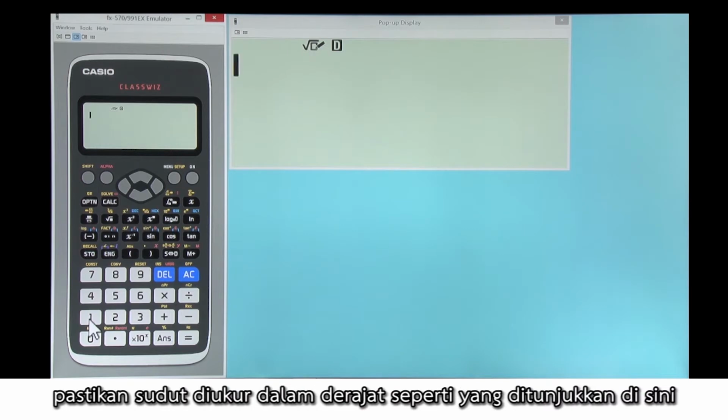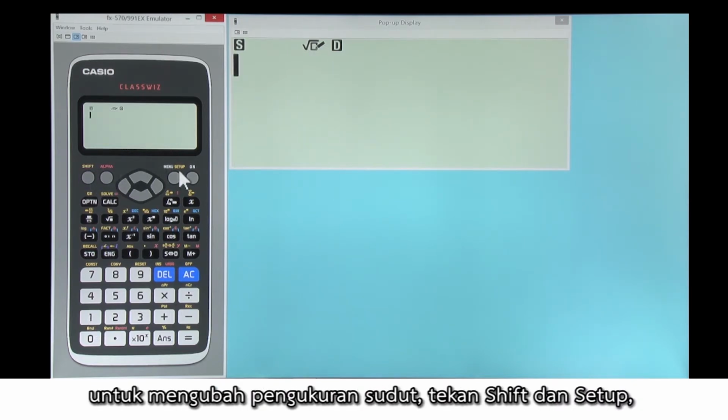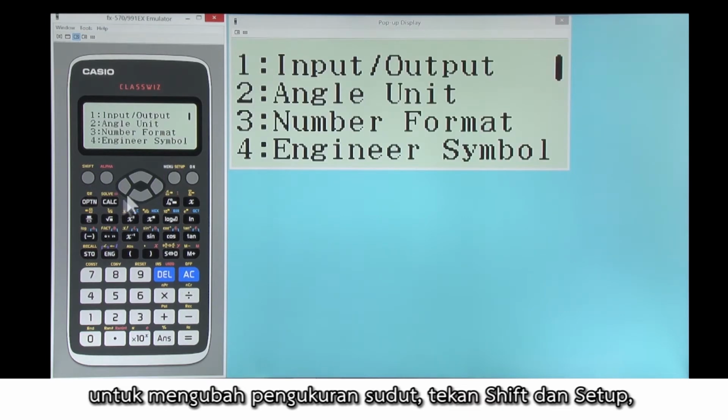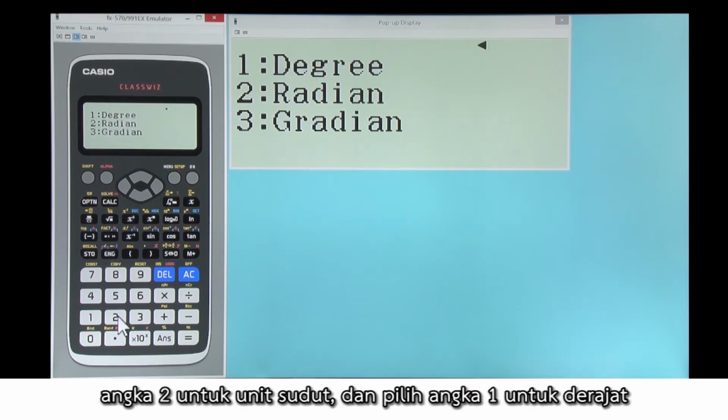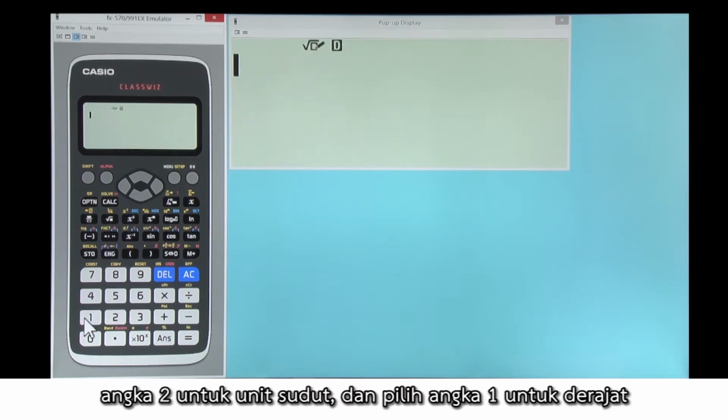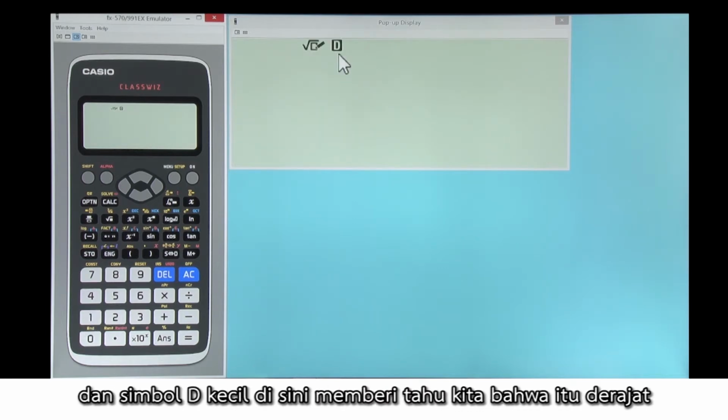Make sure that the angles are measured in degrees as shown up here. To change the angle measurement, do shift and set up, number 2 for the angle unit, and choose number 1 for degrees. The small d symbol up here tells us that it's degrees.